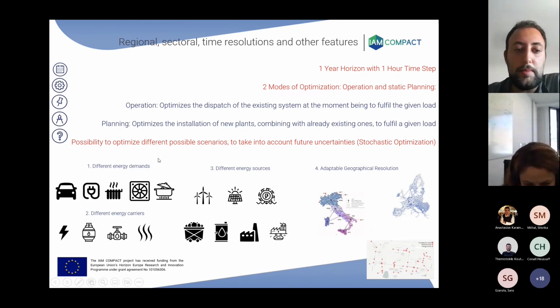As I mentioned, it's a multi-carrier model, allowing you to model different energy sources, any kind of energy technology that the analyst may find useful. And the geographical resolution is also scalable. As I mentioned, we developed the Italian model, but I showed you there is also the European model, and there are also district level models.